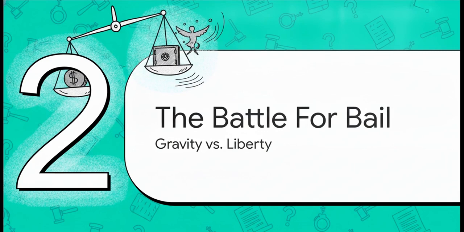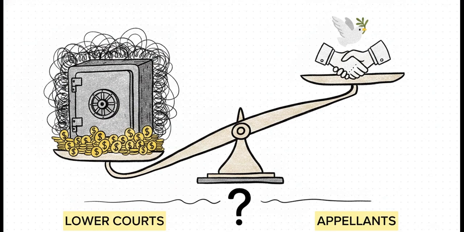This brings us to Section 2, the battle for bail, gravity versus liberty. Following the arrests, an intense legal clash kicked off. It was your classic battle of the scales of justice, the sheer gravity of a monumental economic offense on one side and the fundamental right to personal liberty on the other.